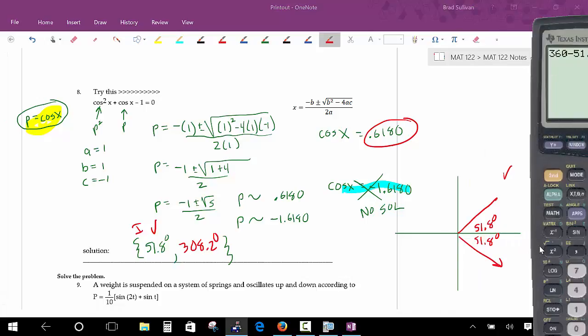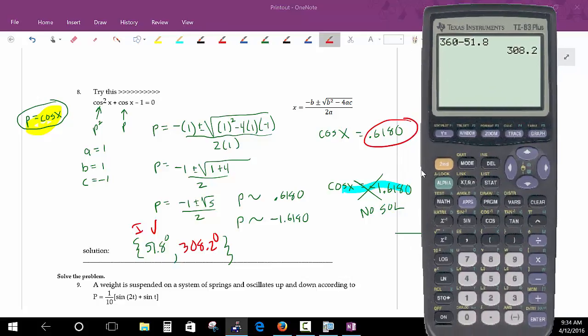So that's your second answer. What? 308.2? Yep. Because what I end up doing is, you know, the quadratic formula, the one that makes the difference, is this one right here. So again, I went inverse cosine 0.6180, and that gave the quadrant 1 answer. Now you got to be in degree mode. Check your mode on this. You're supposed to give me degree answers on this problem. That's the directions to it. So make sure you're in the right mode.